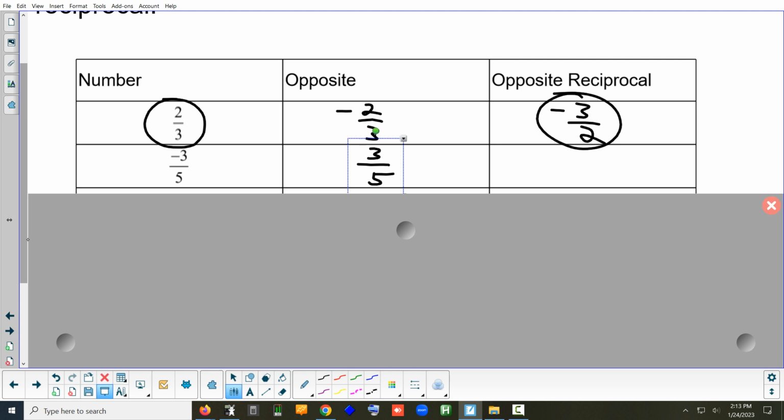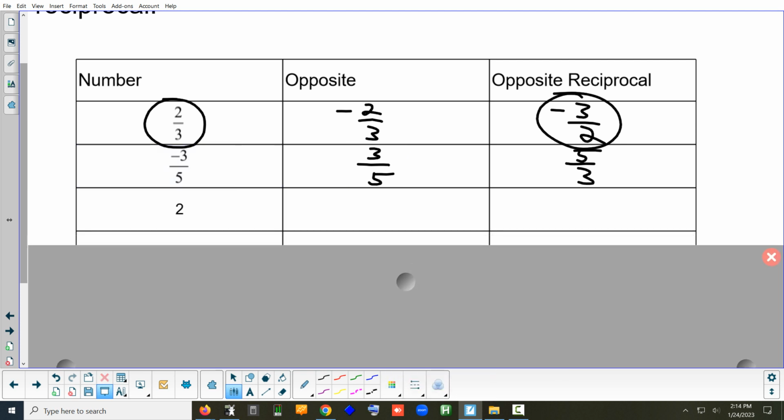Not quite. Yeah, 5/3. So reciprocal just means to flip it. So we took the opposite and we made it positive, and then you flip it. Let's try that.